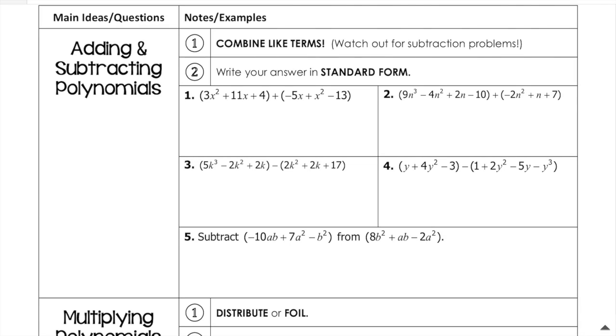Ladies, so here is part 2 of my polynomial introduction. We'll be covering adding, subtracting, multiplying, and dividing polynomials.